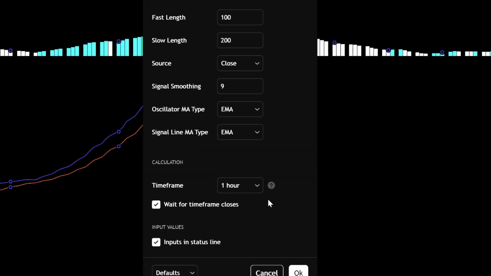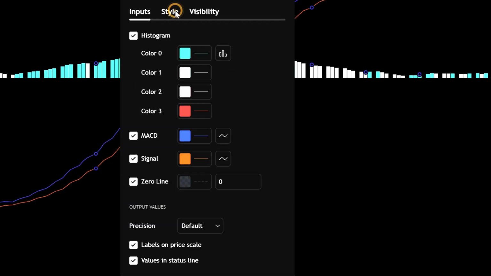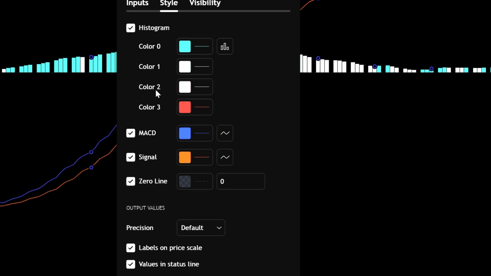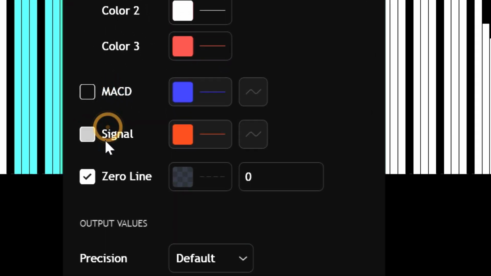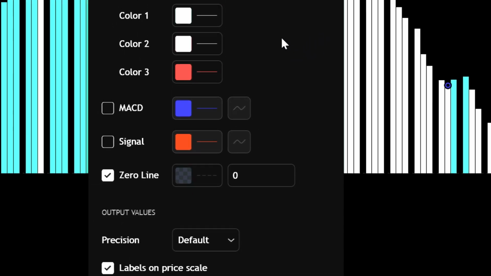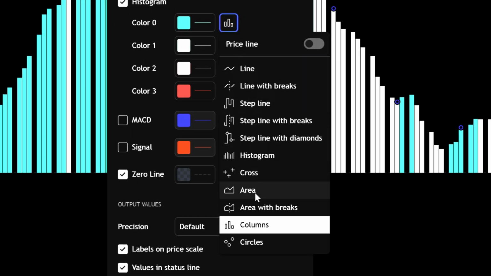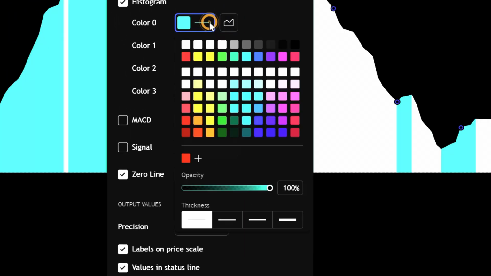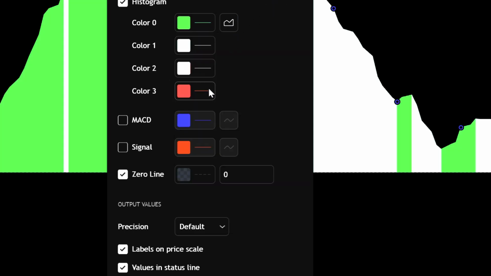Last step, let's clean it up so it's super easy to read. Go to the style settings and uncheck the MACD line and the signal line. We don't need them for this setup. Then find the histogram and change its style to area. What you're left with is this beautiful, simple area chart that gives you an instant read on the market's true momentum.